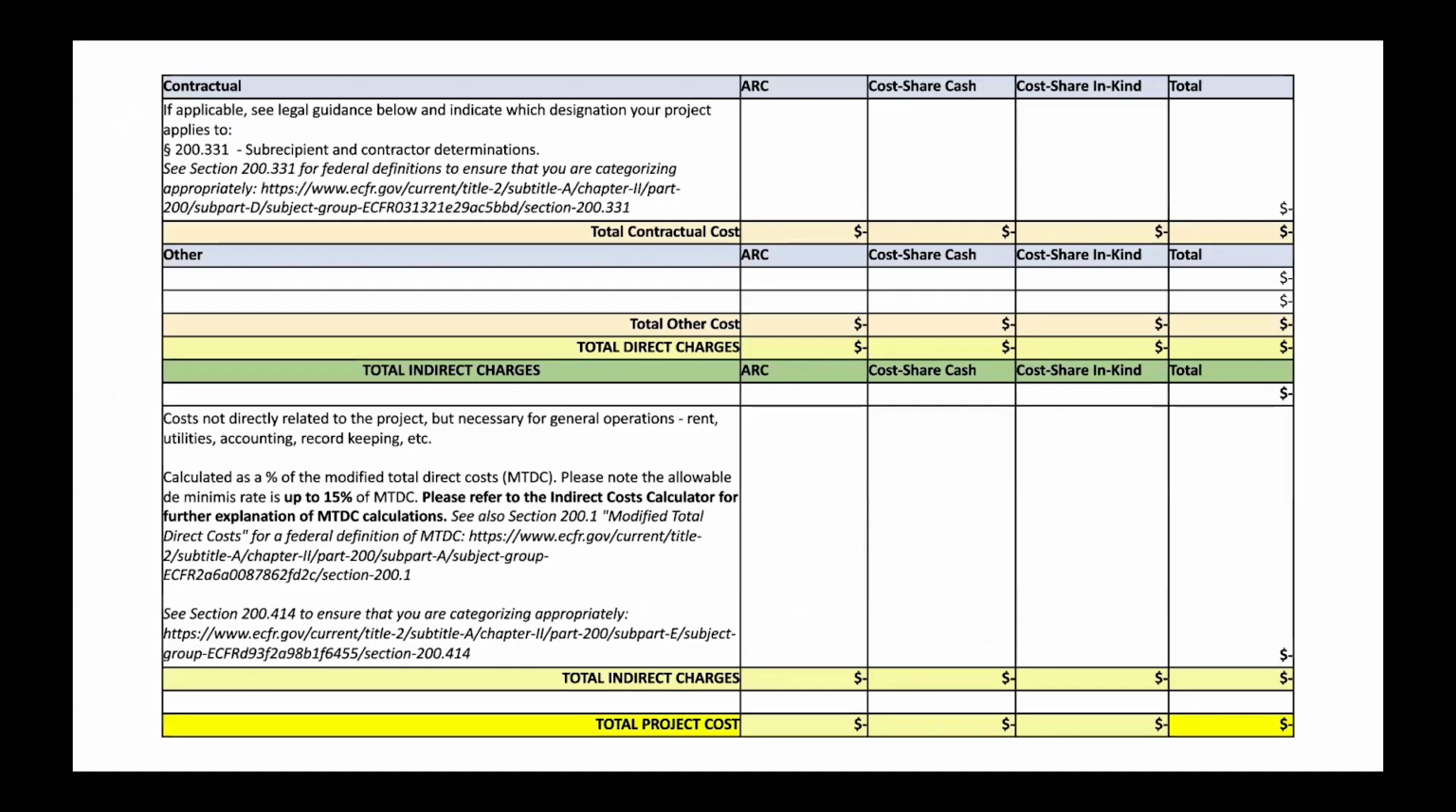Moving down the budget narrative form here, we have contractual and other line items. In contractual can go any items that you're contracting out with another entity. Other is any other expenses that don't fit the other budget categories and need to be described in detail here. Then we have indirect charges, which I'll talk about in a second.